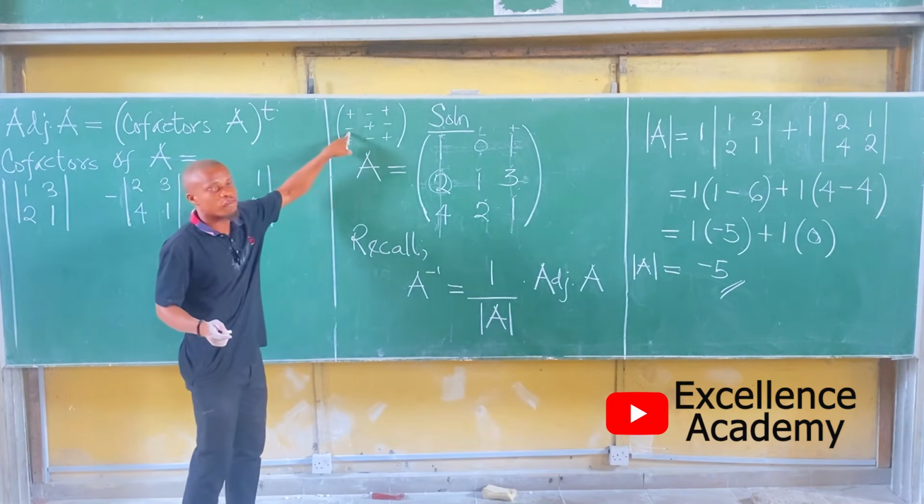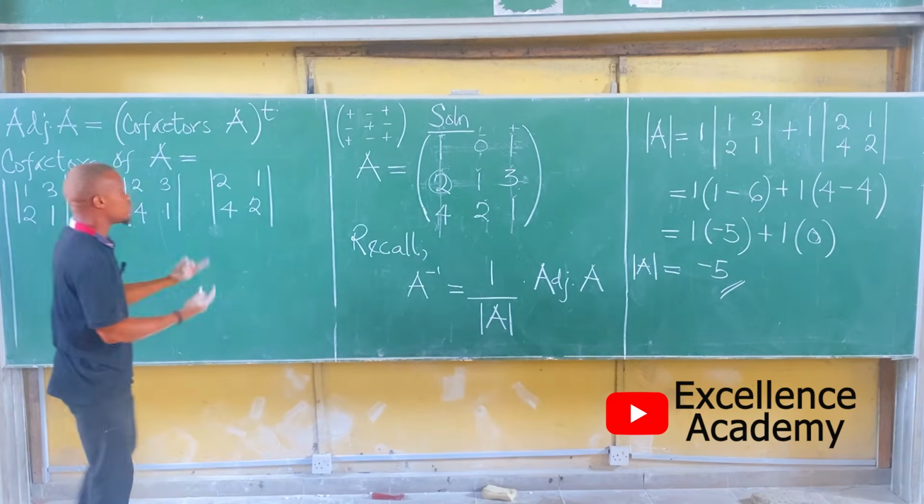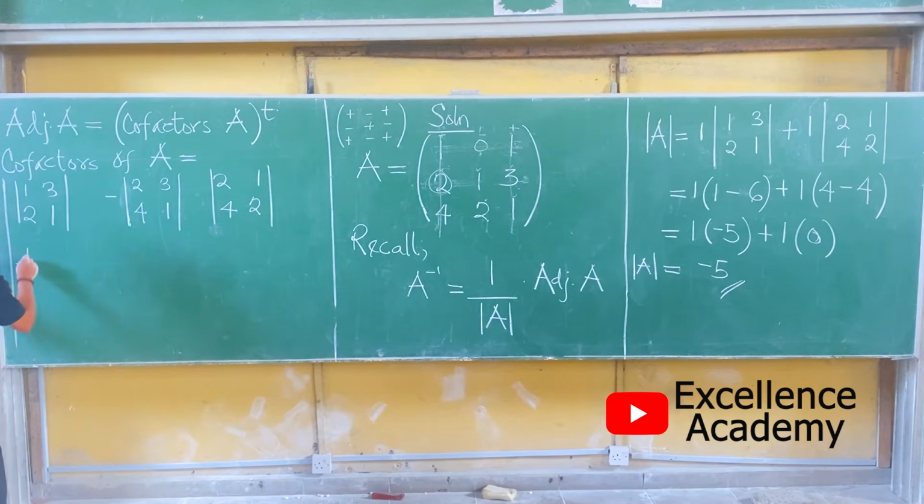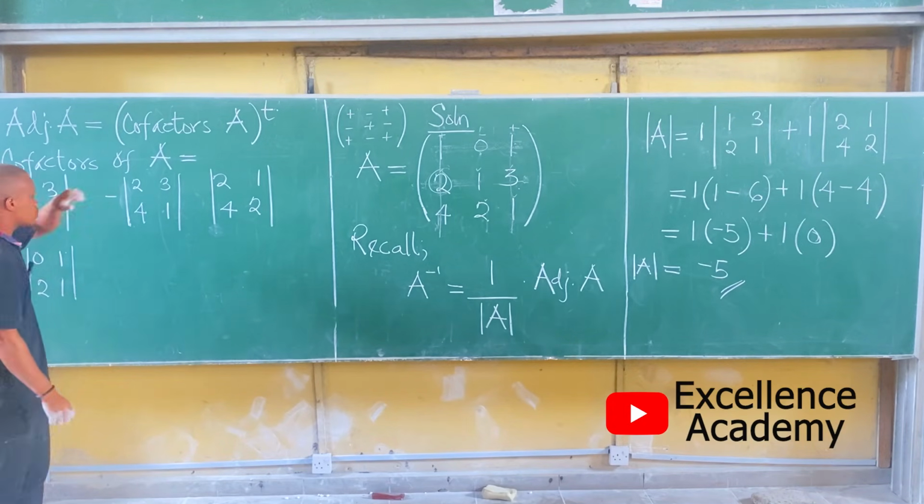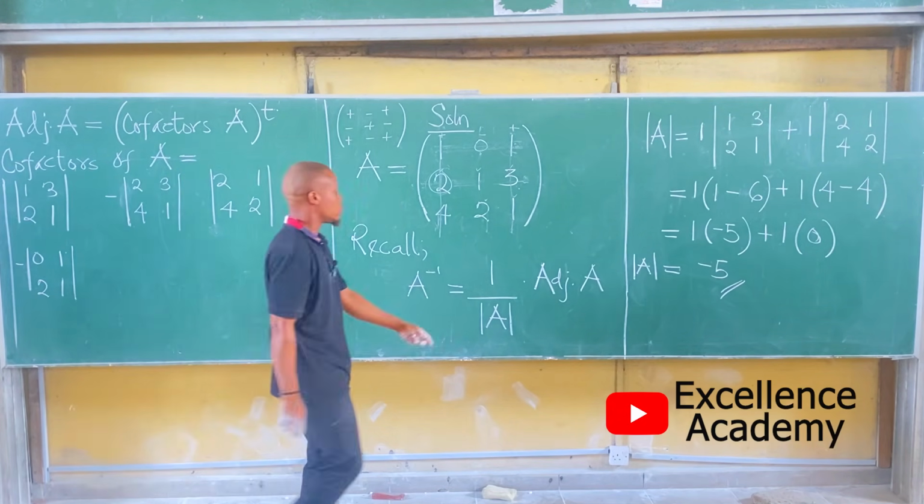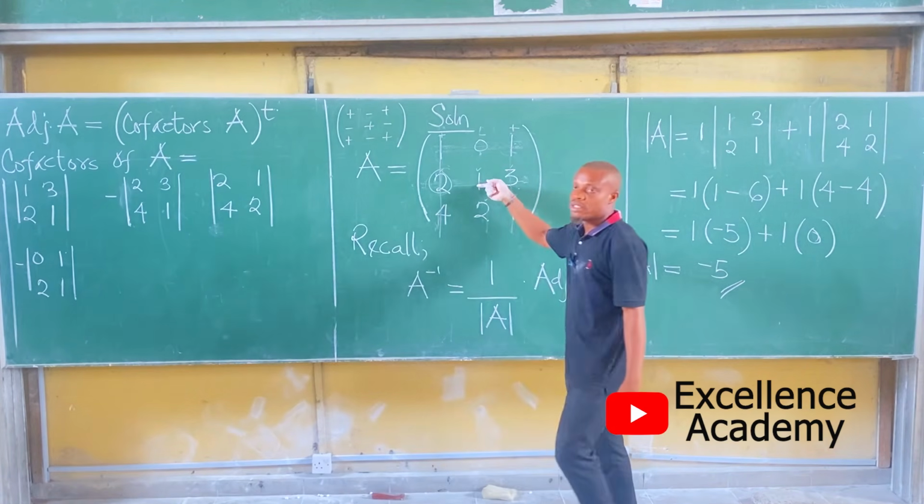Mind you, the sign convention there is a minus, so you have to state it. Minus 0, 1, 2, and 1. All right. Over to the next element.